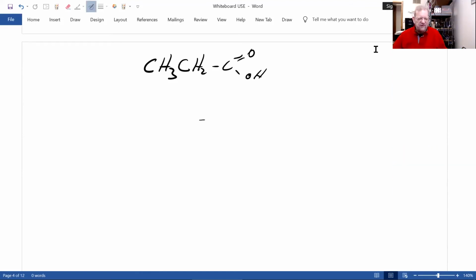Now, look for what's different. What's not carbon, what's not hydrogen, what's not a carbon-carbon single bond. Ooh, a carbonyl with a hydroxyl group on the same carbon, carbon's here. This is a carboxylic acid.